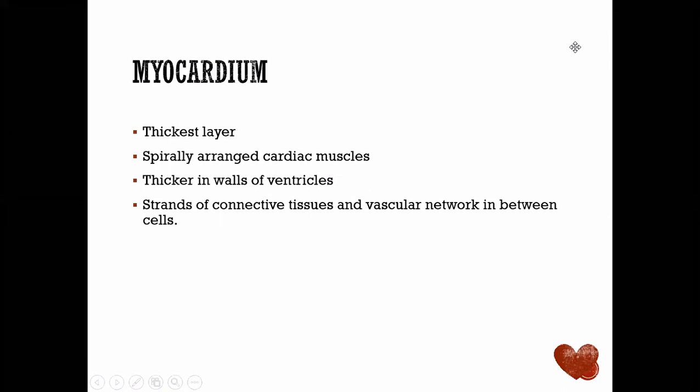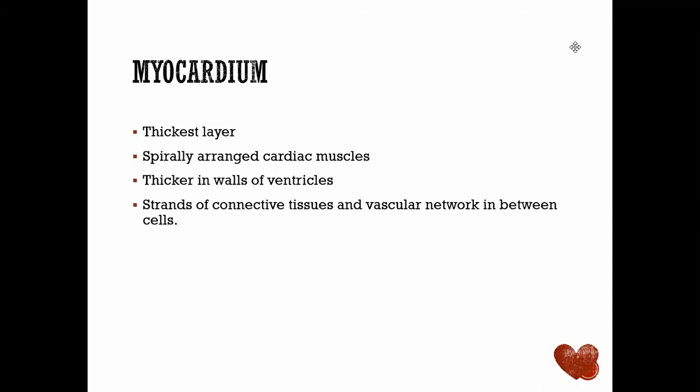The myocardium, the next layer, is the thickest layer, made of spirally arranged cardiac muscles. Of course, the ventricles are thicker compared to the atrial area. There are strands of connective tissue and a vascular network in between cells. So you will see connective tissues and blood vessels in between these myocardial cells.